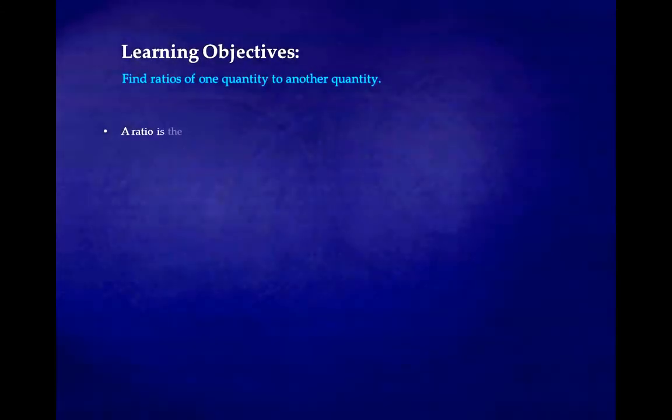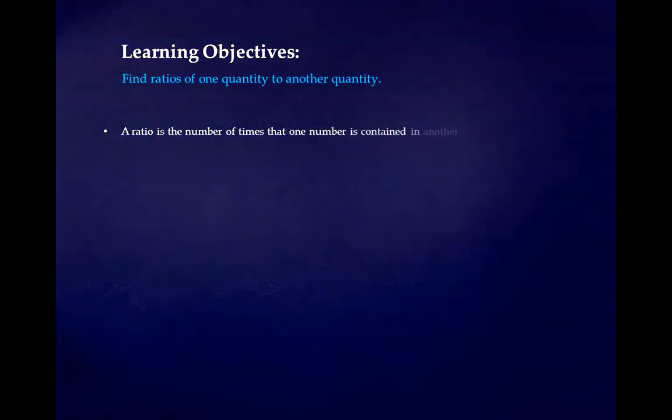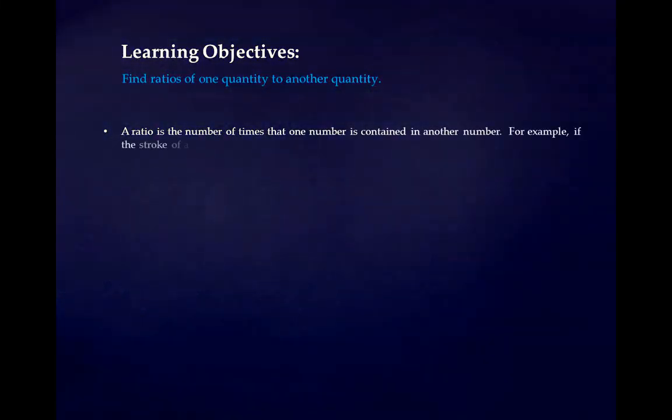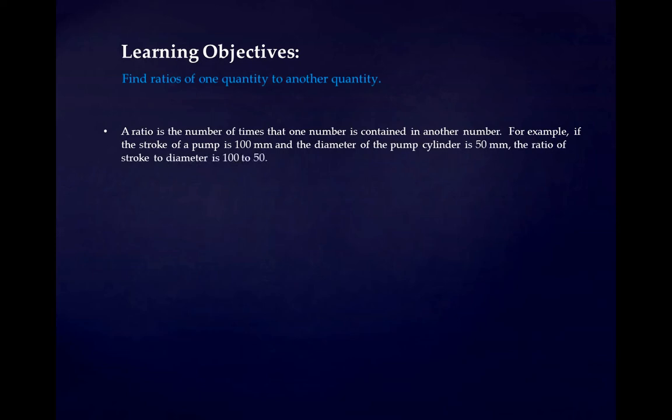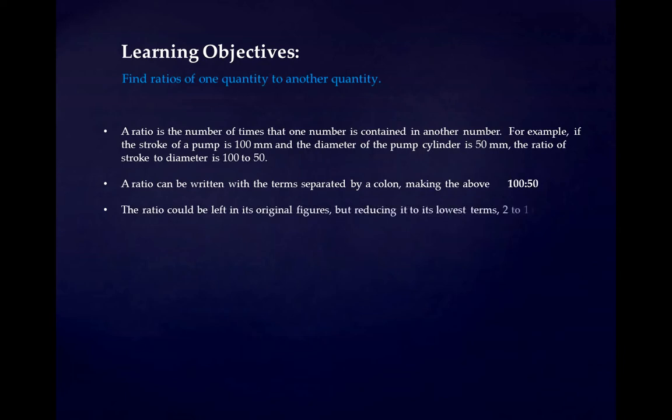A ratio is the number of times that one number is contained in another number. For example, if the stroke of a pump is 100 millimeters and the diameter of the pump cylinder is 50 millimeters, the ratio of the stroke to the diameter is 100 to 50. A ratio can be written with the terms separated by a colon, making the above 100:50, still referred to as 100 to 50. The ratio could be left in its original figures, but reducing it to its lowest terms, in this case 2 to 1, conveys a much better idea of the comparative size of the two dimensions.